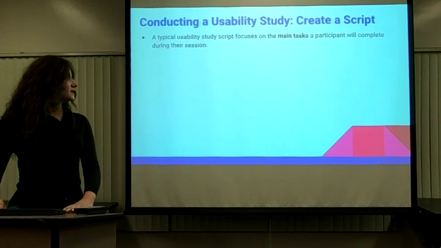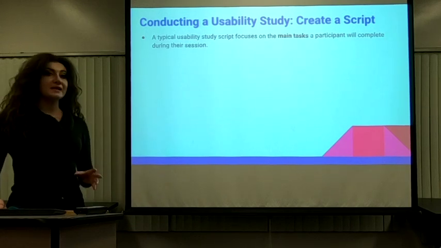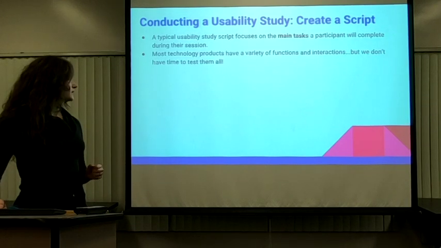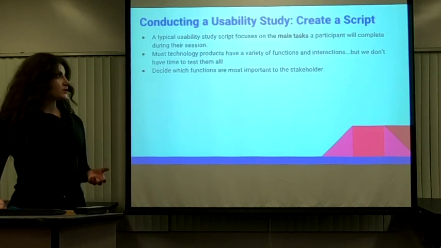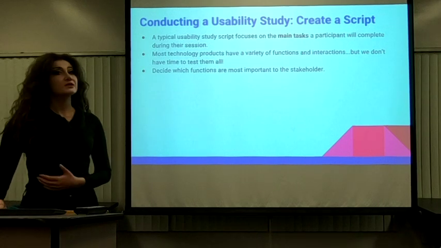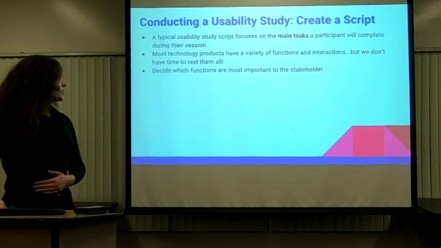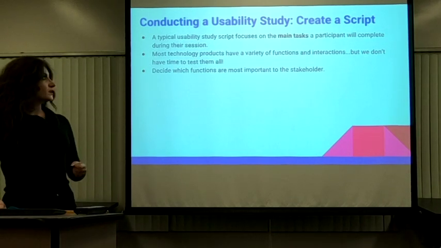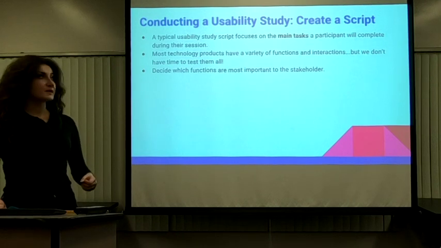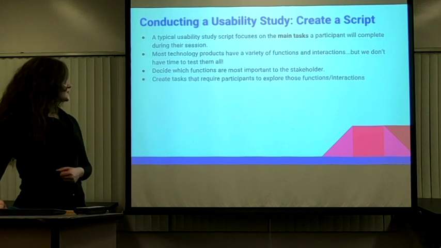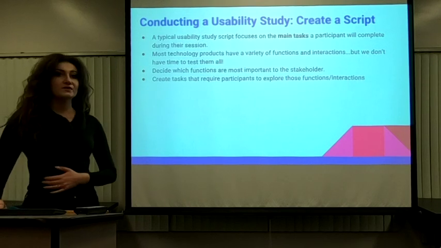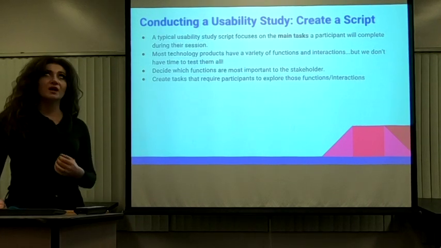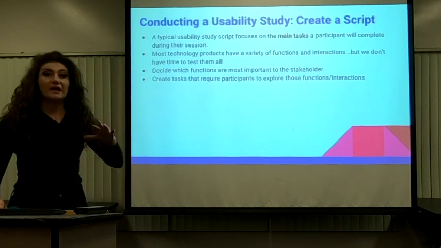So a typical usability study script focuses on the main tasks that a participant will complete during their session. Again, most technology products have a variety of different functions and interactions, but we unfortunately don't have time to test them all. So it's really important to decide which functions are critical and important to the stakeholders and to actually select those. You want to create tasks that require participants to explore those functions or interactions, and a common thing that we do is we create a flow.